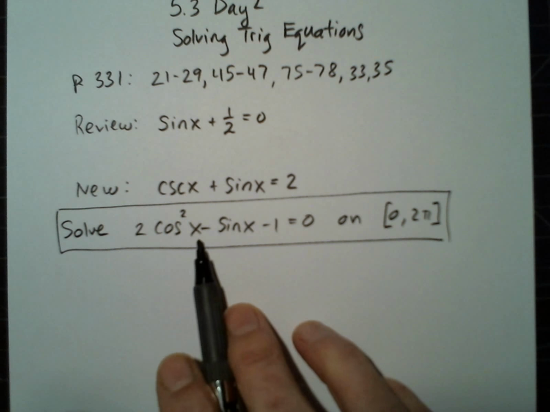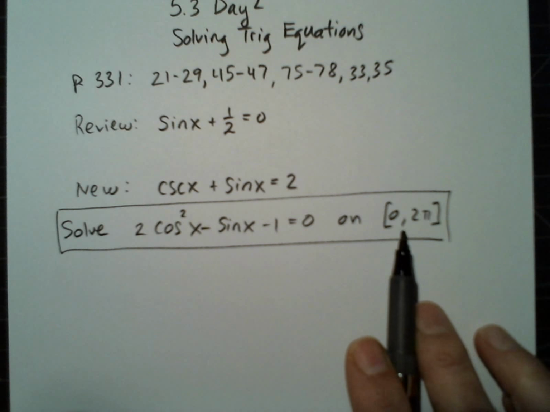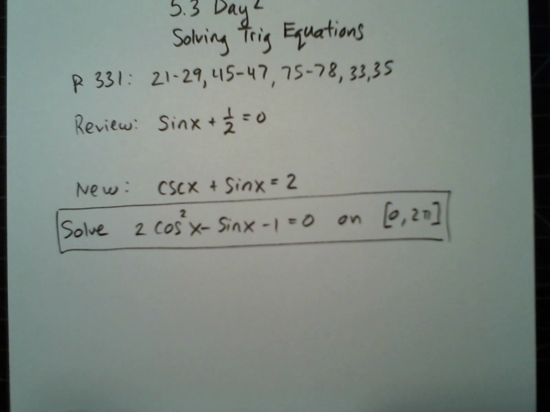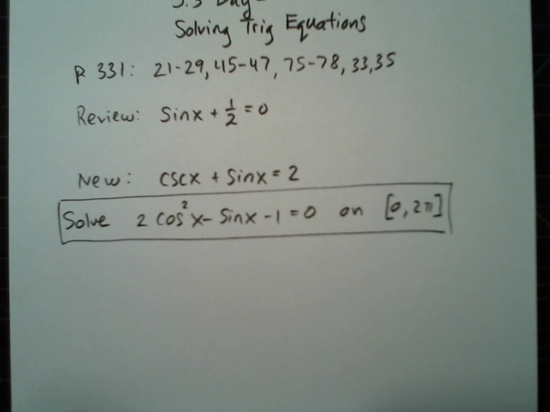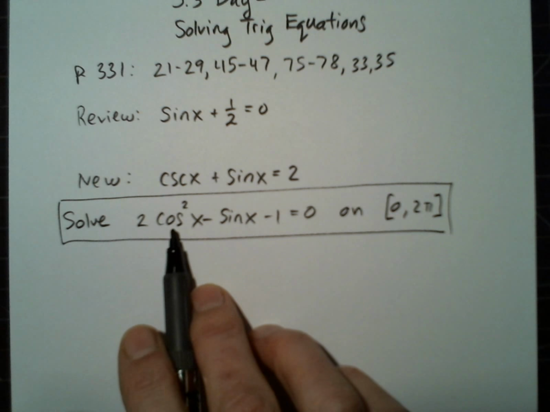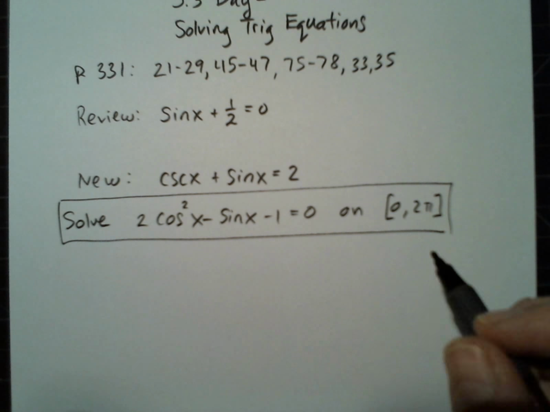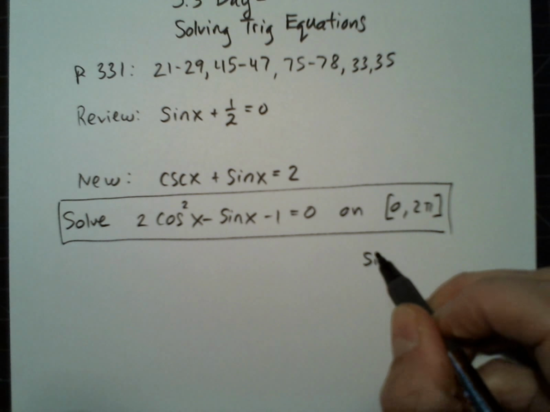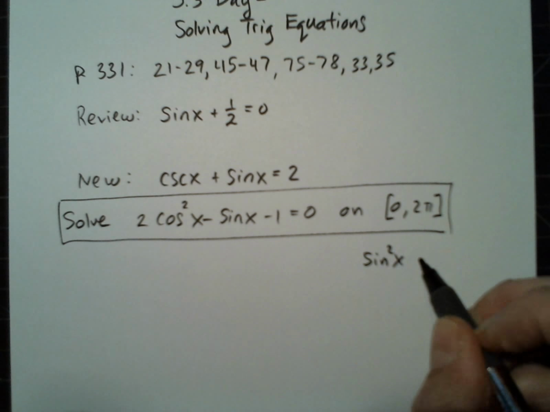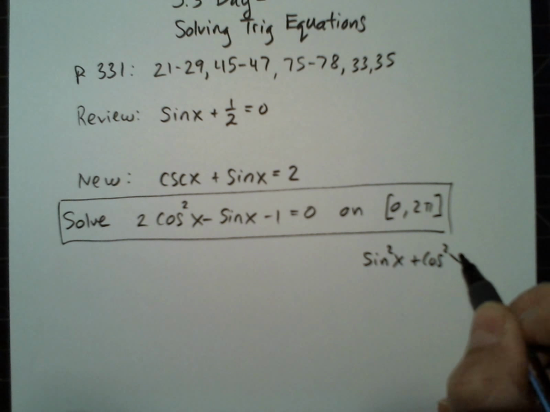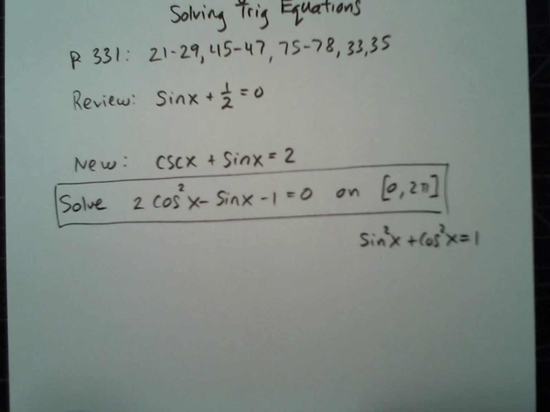We only need to find solutions. When it says this, we only need to find solutions between 0 and 2 pi. So when we look at this and we see cosine squared, remember to consider using a Pythagorean identity, sine squared plus cosine squared equals 1. Keep that in mind.